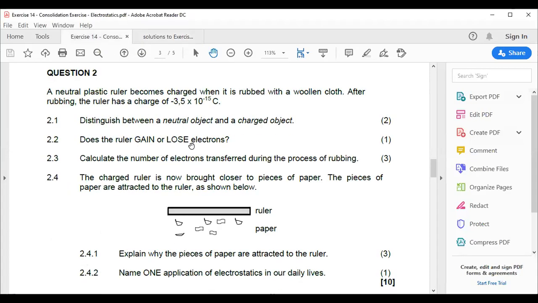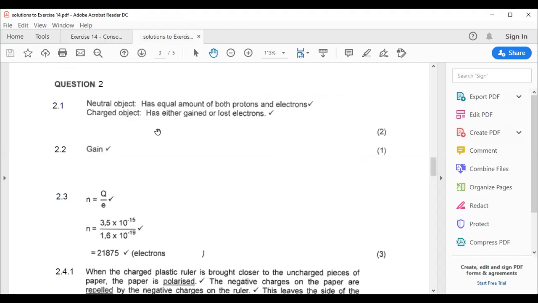Does the ruler gain or lose electrons? So we go back to the question here. A neutral plastic ruler becomes charged when it is rubbed with a woolen cloth. After rubbing, the ruler has a charge of -3.5. So initially it was neutral. Now it's negative, right? So if it becomes negative, it means electrons moved to the ruler. So it became negative, meaning it gained electrons. So your ruler gained electrons. We check the memo, it gains electrons. All right, we'll move on to the next one.